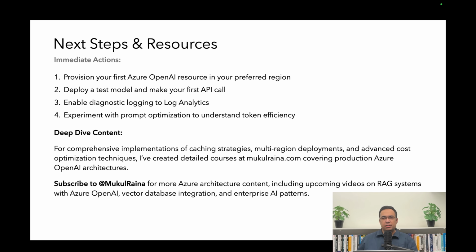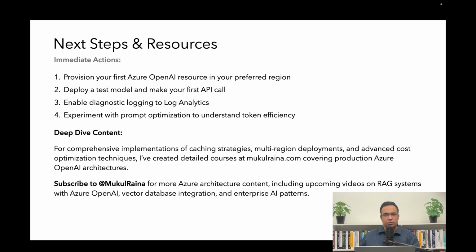So here are your immediate next steps to get started with Azure OpenAI. The first action is to provision your first Azure OpenAI resource in your preferred region. Go through the process we have covered today. It should be fairly quick. The second action is to deploy a test model and make your first API call. Get hands-on experience with APIs and SDKs. You should actually write the code and see the responses.